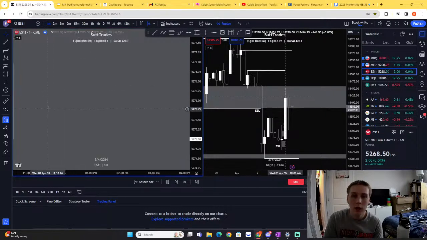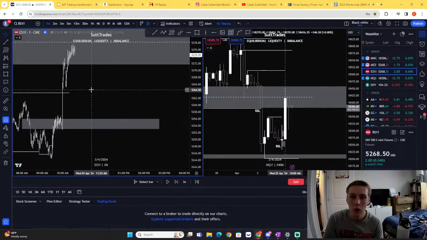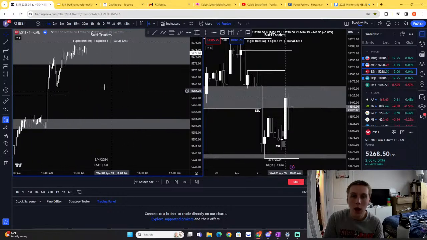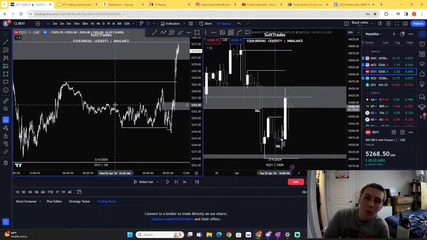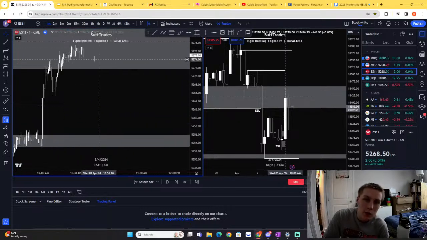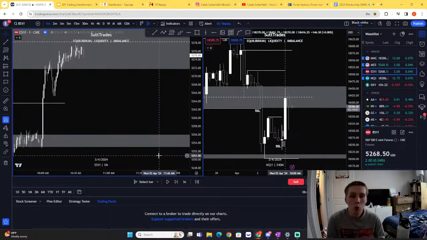I don't see anything. In order to validate a short, I need to see displacement through a low. And at this point, I'm not looking to take a long. I need to see more structure to validate anything. I need more candles put in place to validate that we want to go anywhere.